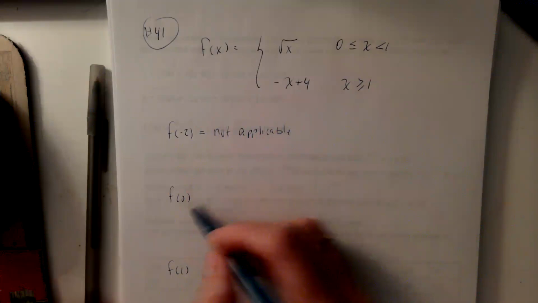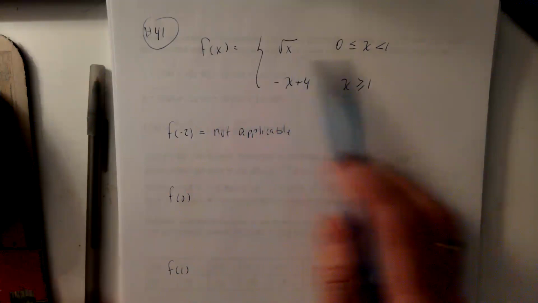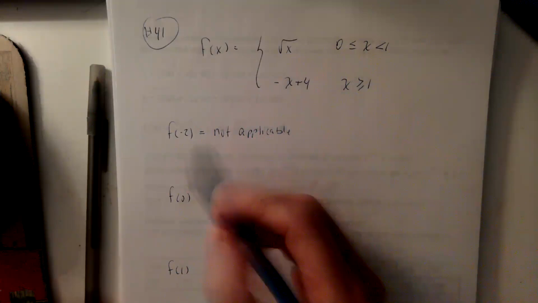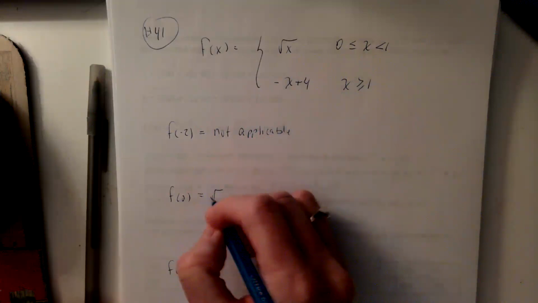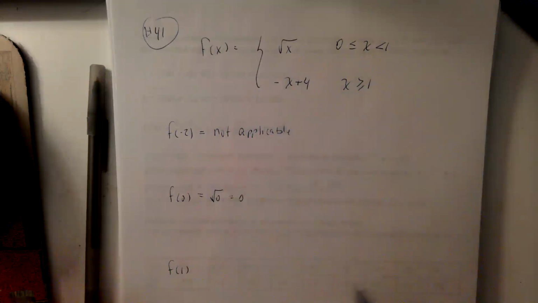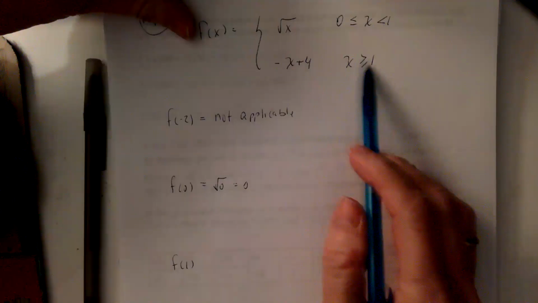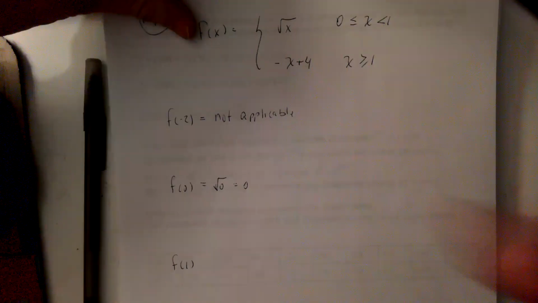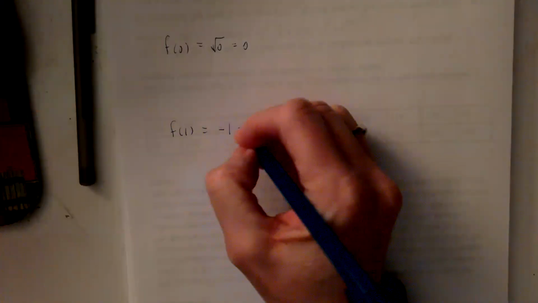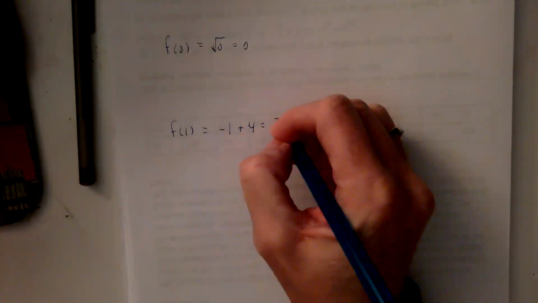What about at 0? So at 0 would be the first situation here. So it's just the square root of x, which is the square root of 0, which is 0. And then the second one says f of 1, and so that would be the second situation when x is greater than or equal to 1. So that means it's negative x plus 4. So the opposite of 1 plus 4, which is 3.